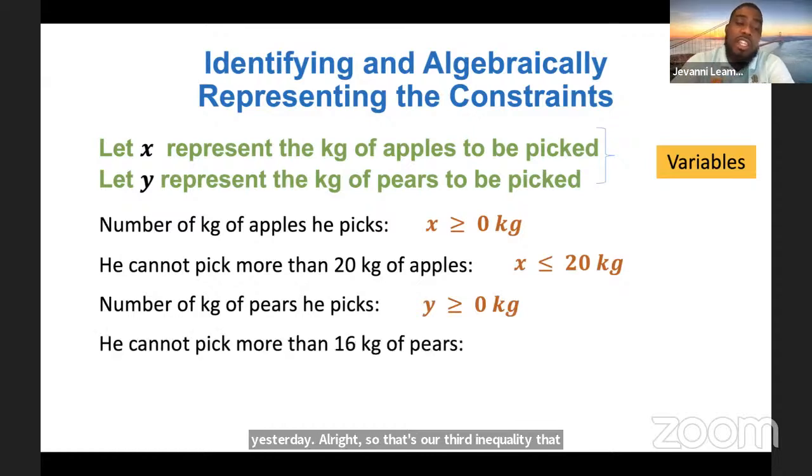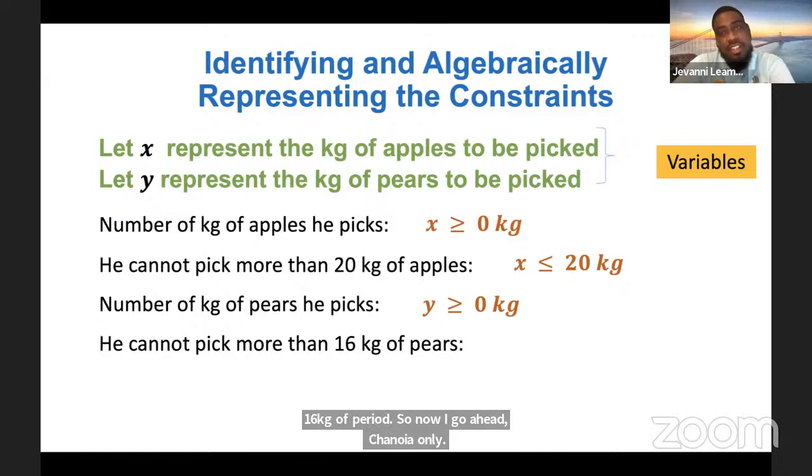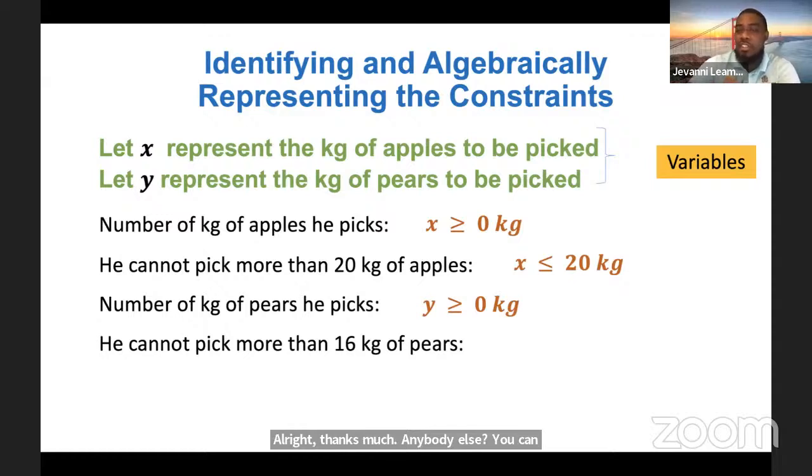All right, what about this one? He cannot pick more than 16 kilograms of pears. Shanoya, go ahead. Sir, Y is less than or equal to 16 kilograms. All right, thanks much. Anybody else? Do they agree, disagree? Is that correct, what she just said? All right, Moya. Y is less than or equal to 16. So I've gotten 3 responses indicating that it's right. Anybody else would like to interject?